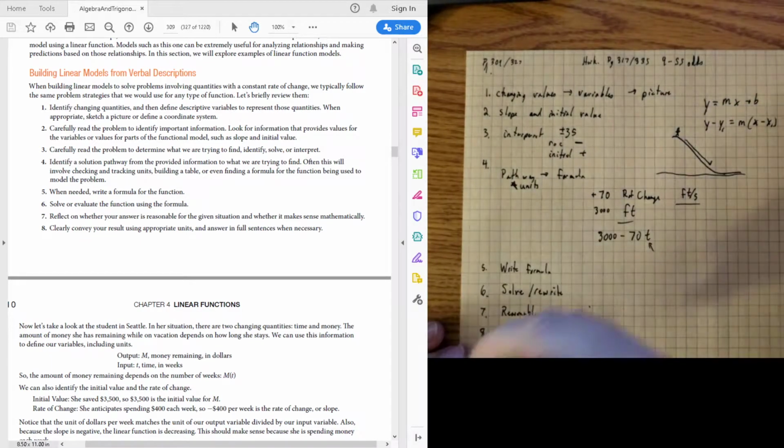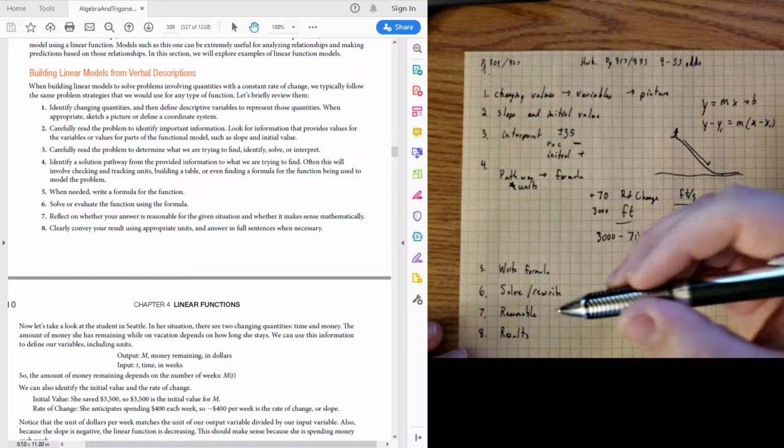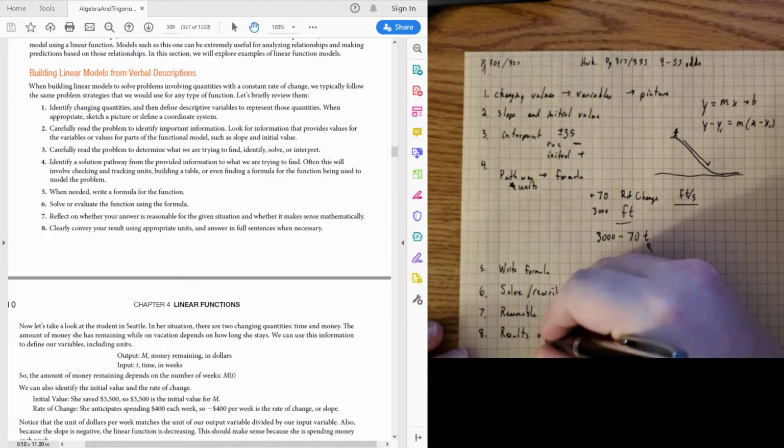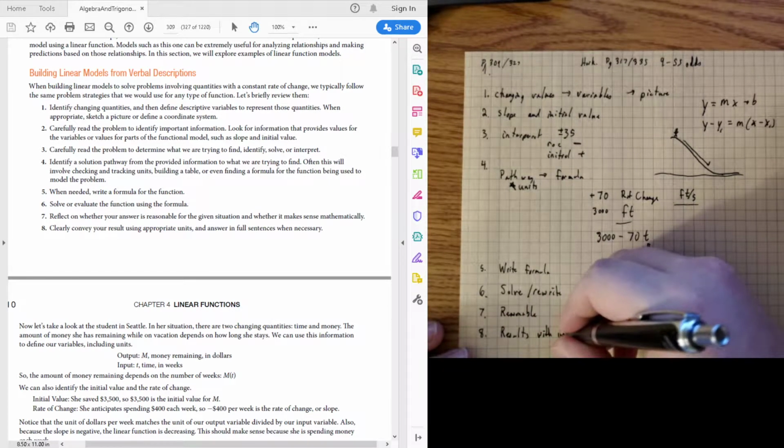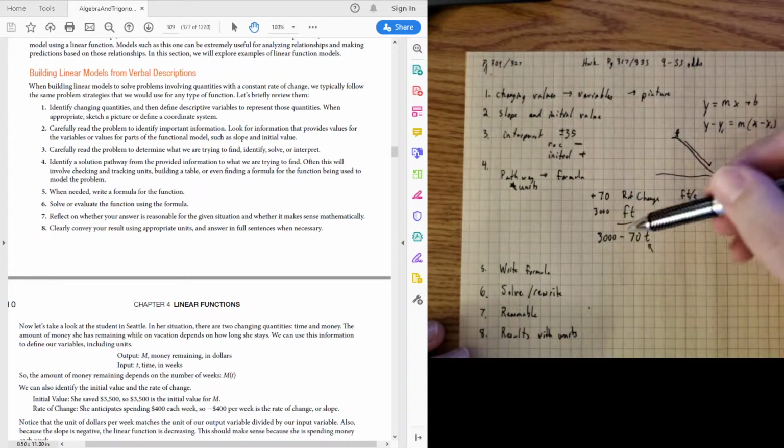All right, 8. Clearly convey your results. Make sure you use appropriate units. In this example, it would make no sense if I put this in terms of miles, because everything the problem mentions is feet. It just doesn't make any sense.